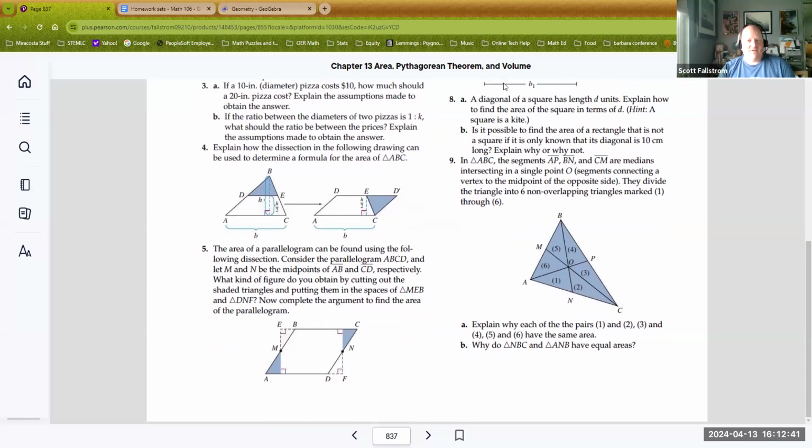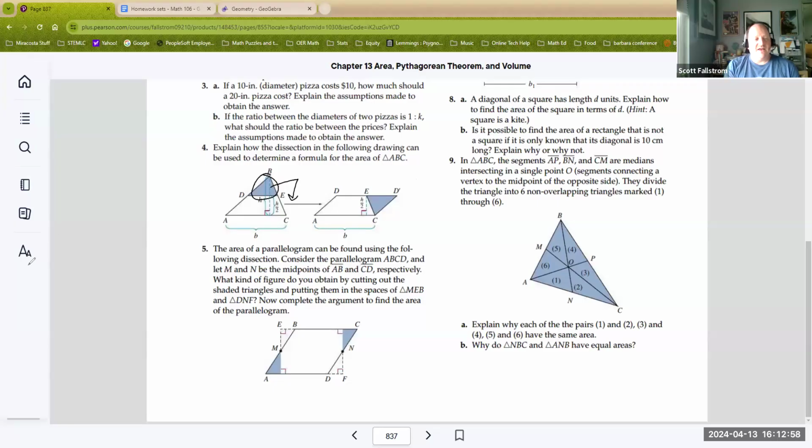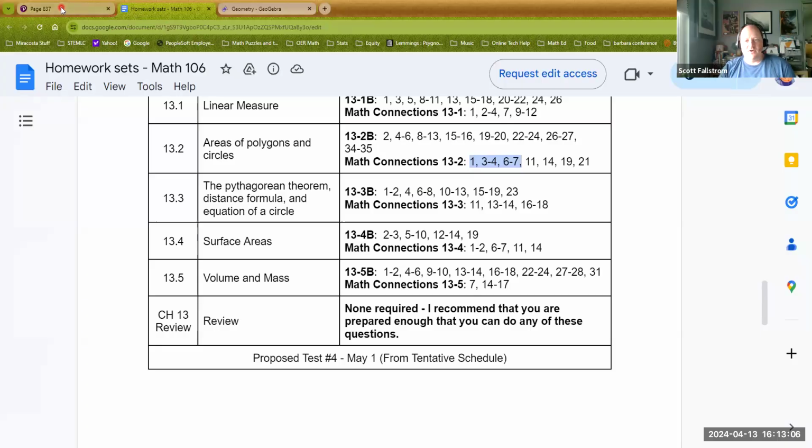Number 4, explain how the dissection of this drawing can be used to determine a formula for the area of the triangle. So notice what it looks like they did. They cut the top off and then moved it down on the side to create a parallelogram. So now what's the area of a parallelogram? Use that maybe to determine what is the area of that triangle originally. Again, a really cool way to do things is to kind of dissect it into shapes that you know.